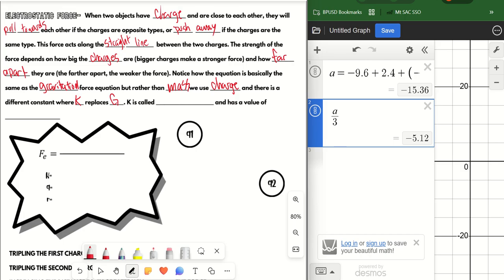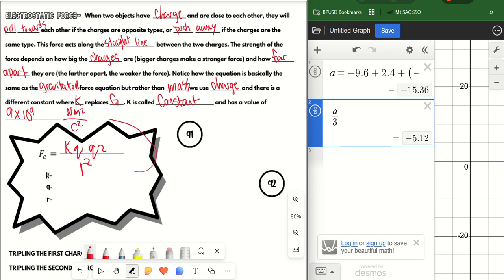Now K is called Coulomb's constant. We're just going to write constant here. And it has a value of 9 times 10 to the 9th. And the units for this are going to be newtons multiplied by meters squared divided by coulombs squared. So when I plug this in, I could see that the meters are going to cancel out with what we have at the bottom. So this is K, Q1, Q2 over R squared.